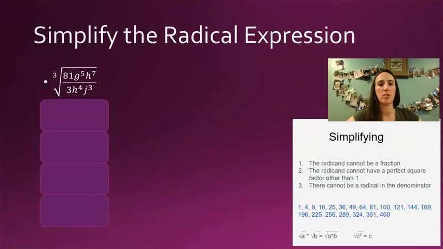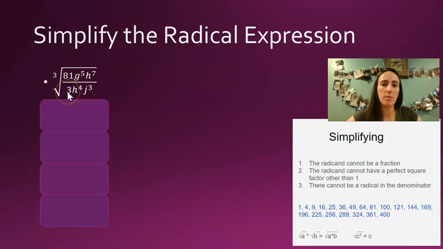Simplify the radical expression, the cubed root of 81 g to the 5th h to the 7th over 3 h to the 4th j cubed. When we have something that's a fraction inside the radical, the first thing we want to do is see, can this fraction be simplified? And there are actually some places we can simplify it.